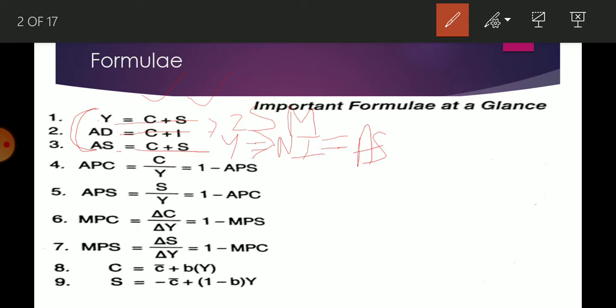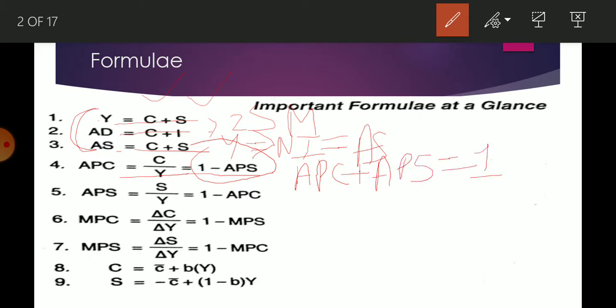Now next is given APC. How are we going to calculate APC? C upon Y. And there is one more way we can calculate APC, by subtracting APS from 1. How do we derive this equation? I'm going to explain it. You know that APC plus APS is equal to 1.